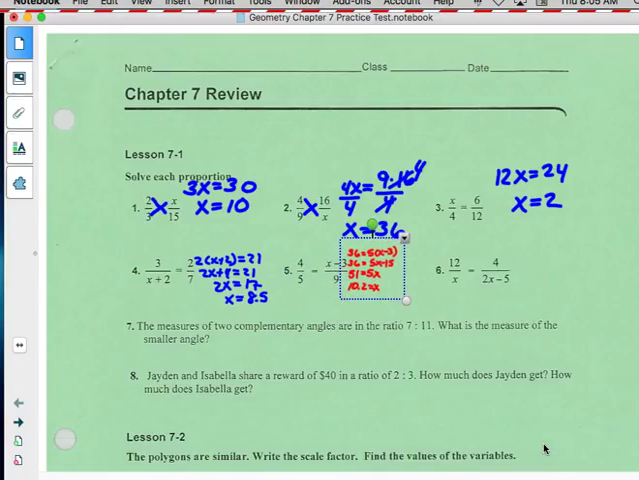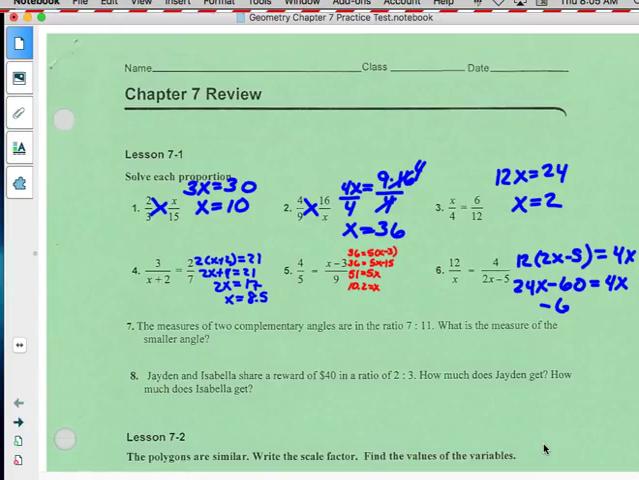Now, here I'm looking at 12 times 2x minus 5. And that is equal to 4x, not 12x. But now I distribute the 12, and I got 24x minus 60 is equal to 4x. I subtract 24x, and I get negative 60 is equal to negative 20x. And I divide by negative 20, and I get 3 is equal to x when I finish out this top section.